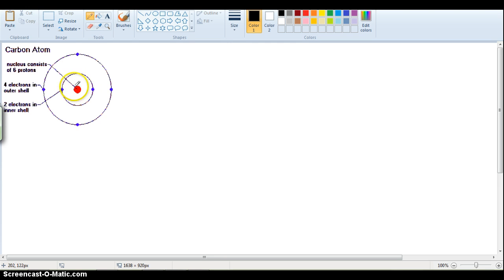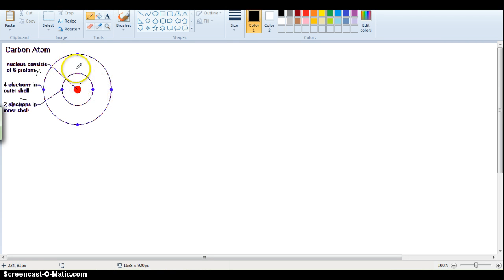Remember, the atomic number is always the number of protons in the nucleus. And then generally the atoms have the same number of electrons circling as the protons in the nucleus, so it has a neutral charge overall. If you remember, protons have a positive charge, and the electrons have a negative charge. And so if we have the same number of positive charges as negative charges, then we have a neutral atom.